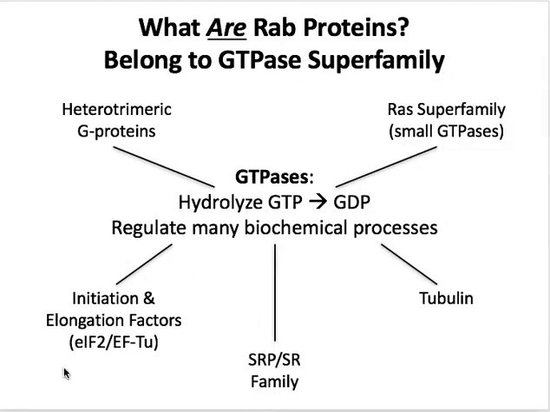Other examples are initiation and elongation factors for translation. Some other things you might have heard about are the heterotrimeric G proteins. These are involved in G protein coupled receptor signaling. Things like G alpha, G beta, G gamma that are activated by G protein coupled receptors are also G proteins. And then finally, what we're going to talk about today are the Ras superfamily, which are small GTPases, very small molecules, of which the Rabs are one family under this bigger superfamily classification.